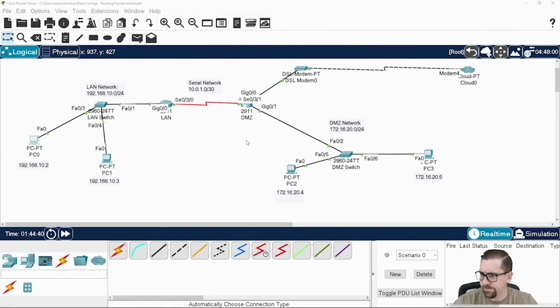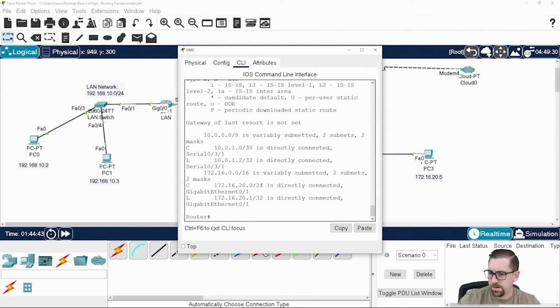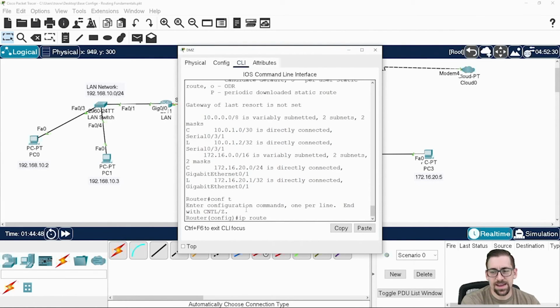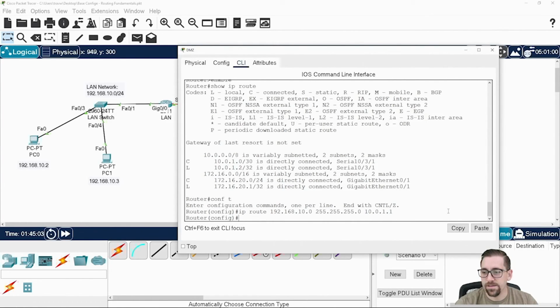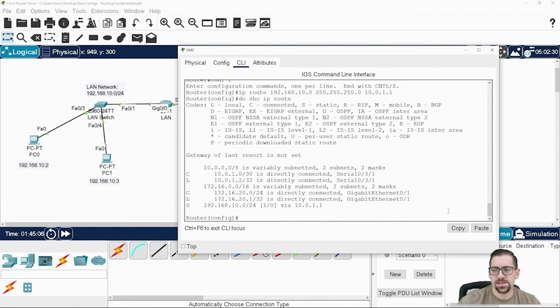So let's do it. We need to enter the global config. We need to enter a route statement for the 192.168.10.0 network, 255.255.255.0. And we need to specify a destination IP, 10.0.1.1. To show IP routes, we now have that route statement entered, and we now have 2 fully specified routers that know about all 3 networks in this small corporate environment.